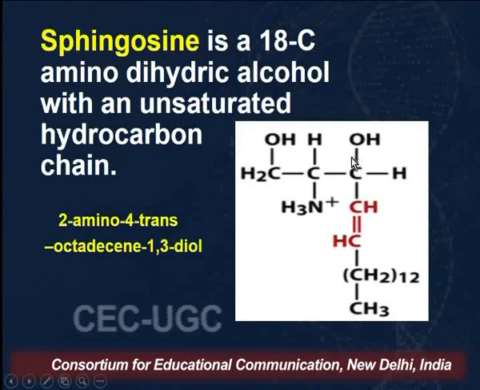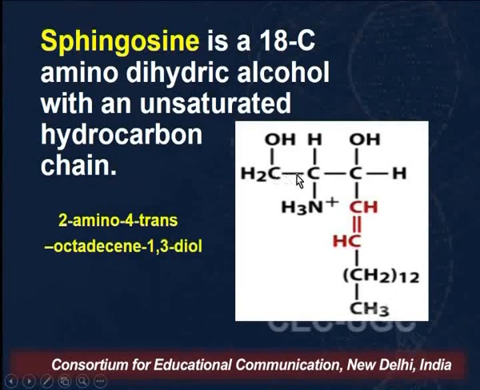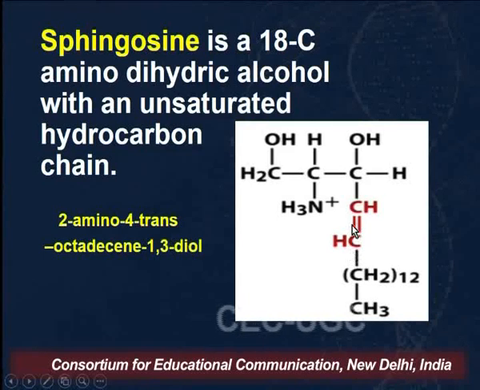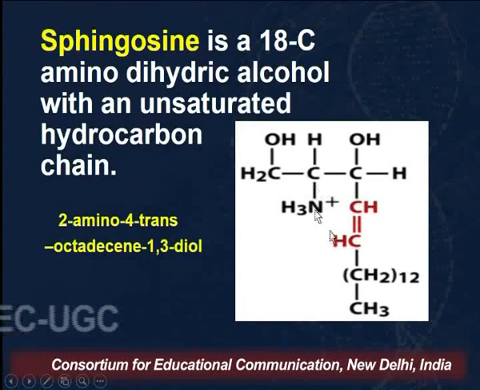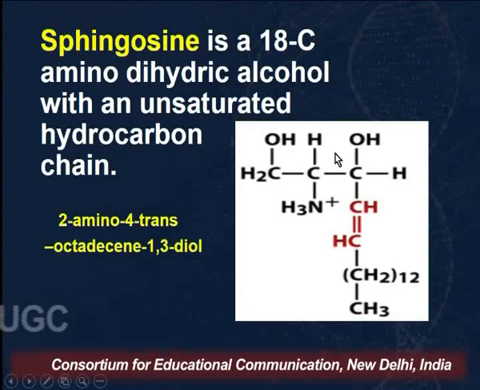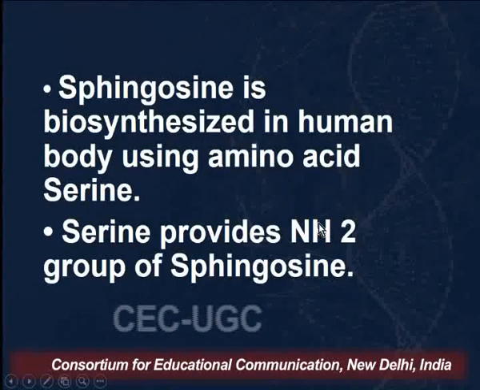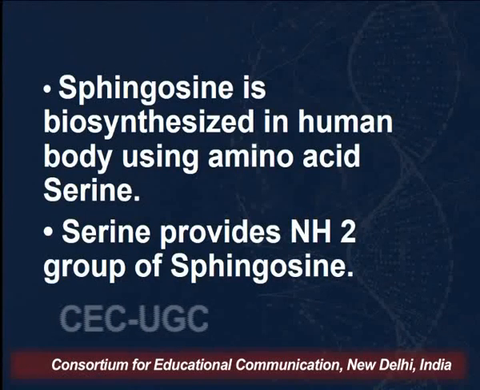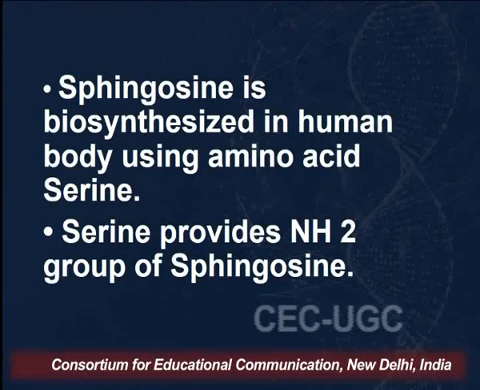This sphingosine has 18 carbons in it, 1, 2, 3, 4, 5 and 12, 17, and this is the 18th carbon. And then we have a double bond between the alpha and the beta carbons. This is what you have to remember. This is the structure of sphingosine, and this structure will be the basic structure which we will find present in all sphingolipids. And now you have to remember that sphingosine is biosynthesized in the human body using the amino acid serine, and it is this serine which provides the NH2 group of sphingosine.